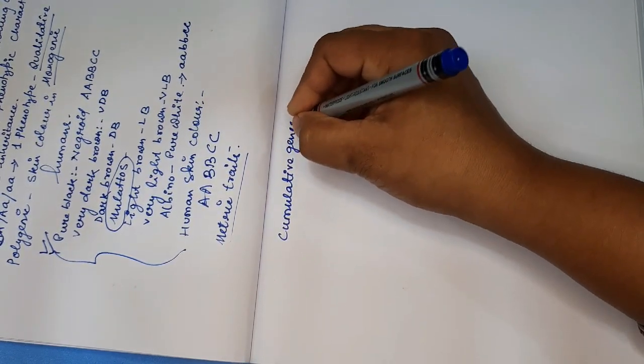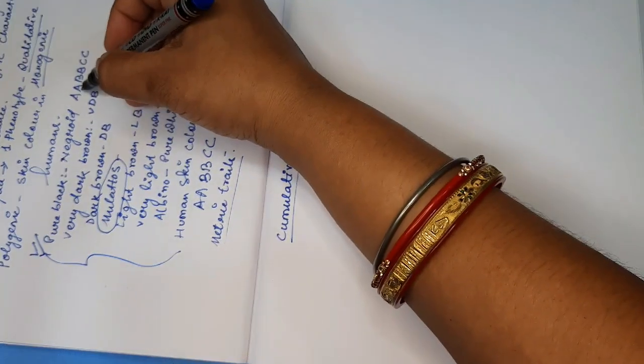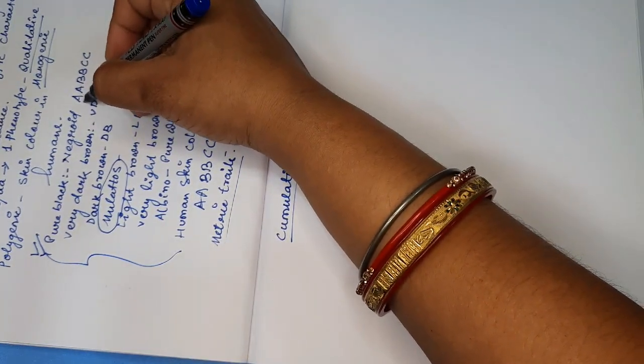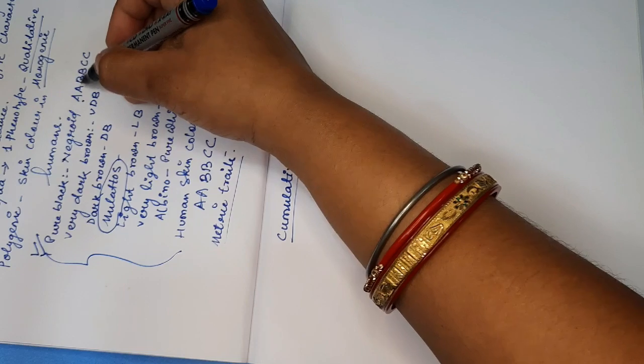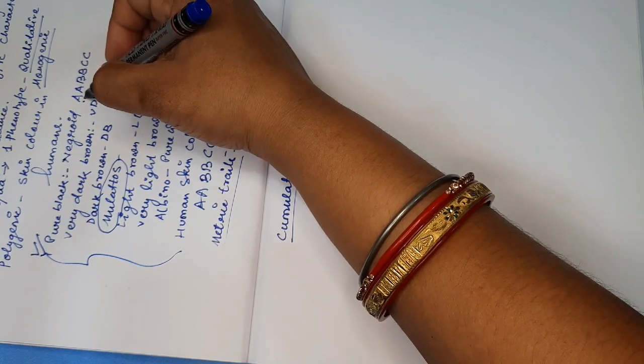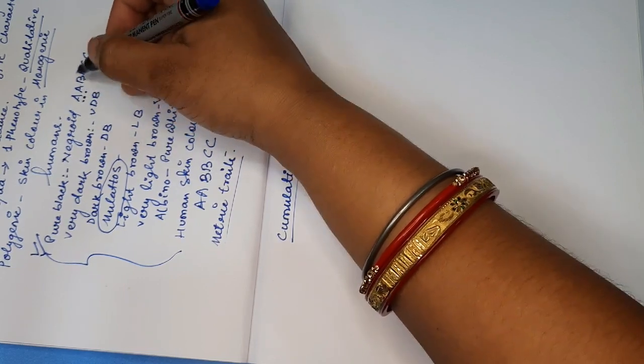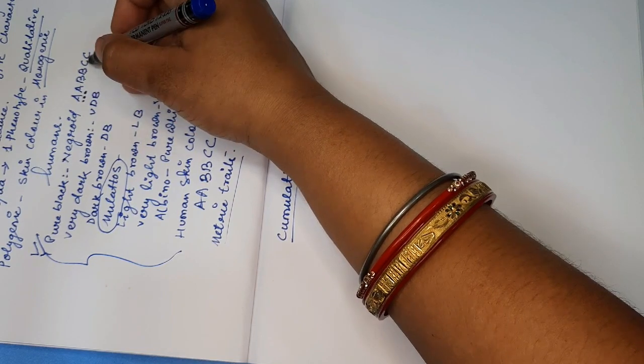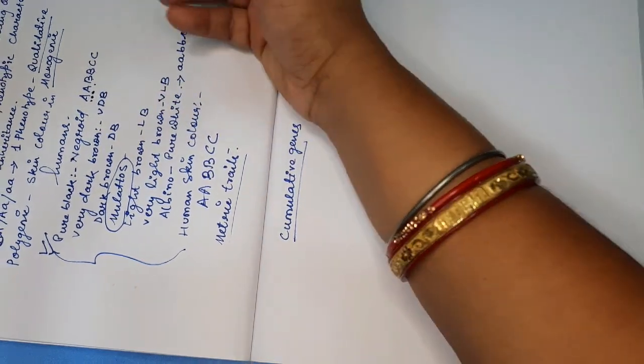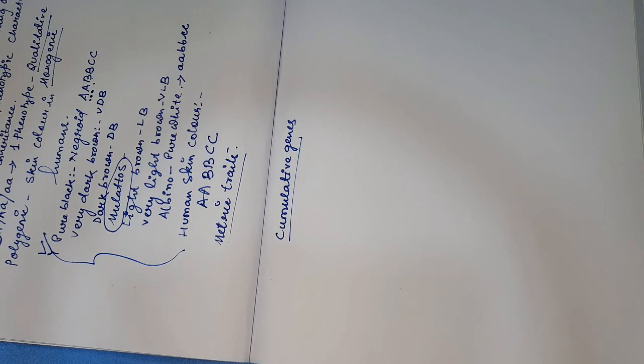Cumulative genes means their effects. If you have this capital A, then its effect will be added upon by this capital A. It will be again added upon by the presence of the capital B. Another capital B will again add up to the phenotype, make it more intense. Another capital C will add up in that way. So that is why they are also called the cumulative genes.